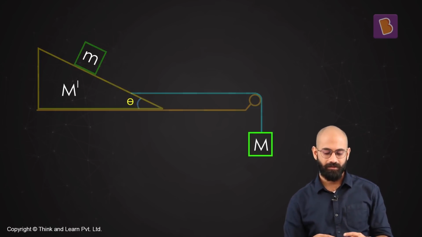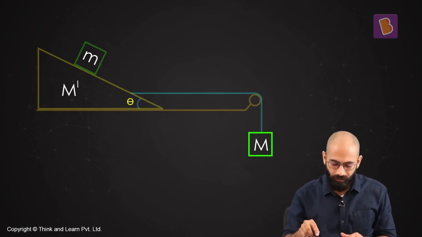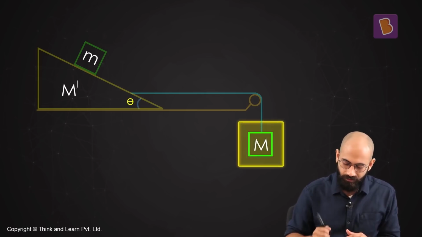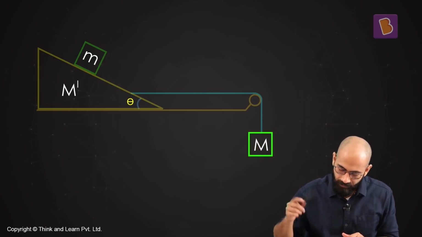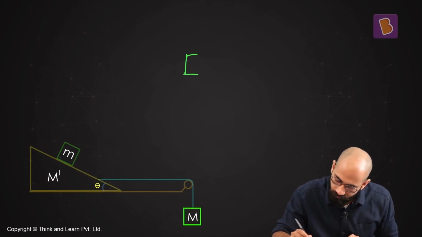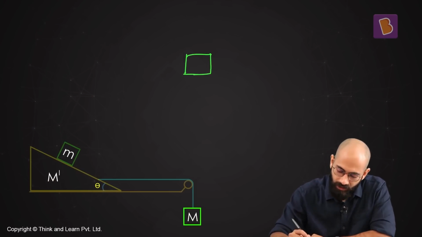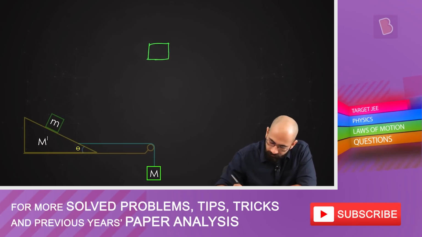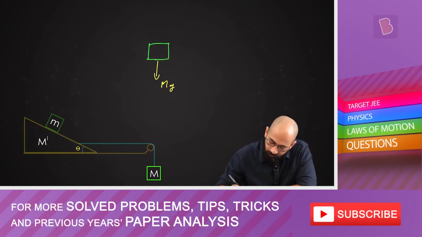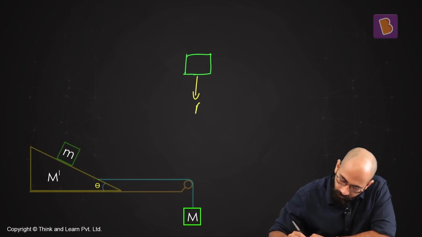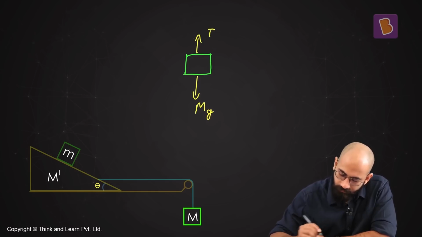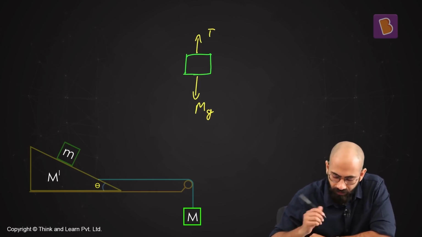Okay. Now let's do it one by one. So first, let me draw the free body diagram for this mass. I'll do it over here. What are the forces acting on it? Of course, there is mg, force of gravity, and there is tension from this rope or this string, right?